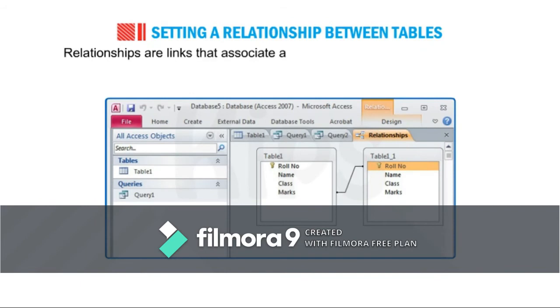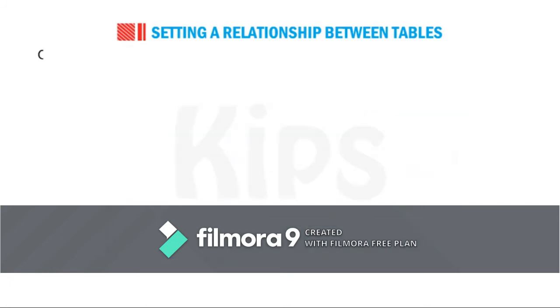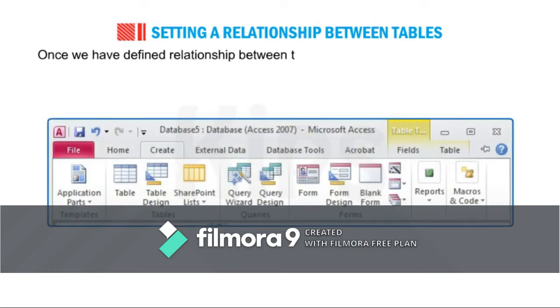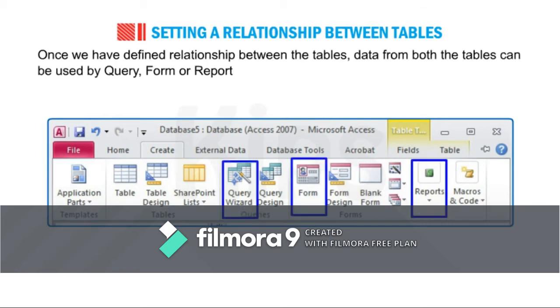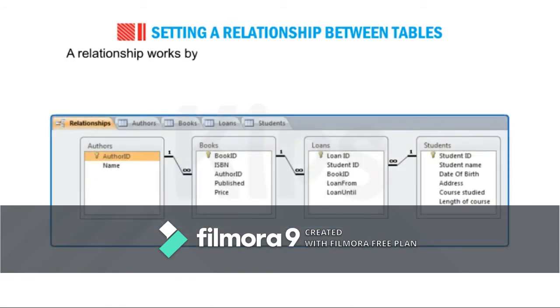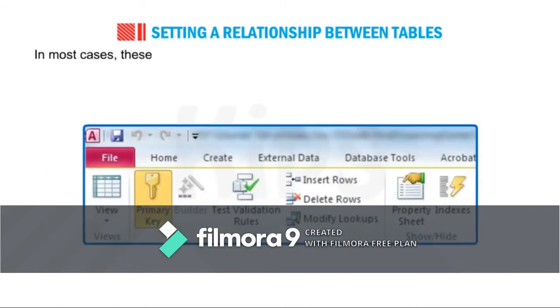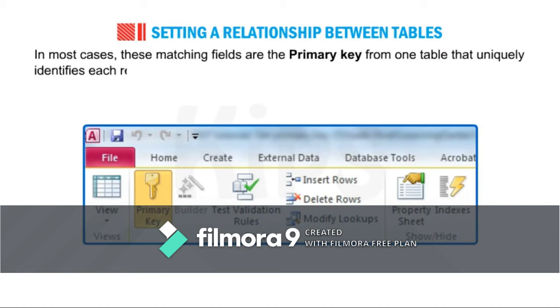Relationships are links that associate a field in one table with a field in another. In Access, you store data in multiple tables. To bring the information together, we need to define relationships between the tables. Once we have defined relationship between the tables, data from both the tables can be used by query, form, or report. A relationship works by matching a field with the same name in both tables. In most cases, these matching fields are the primary key from one table that uniquely identifies each record in a table, and a foreign key in the other table.